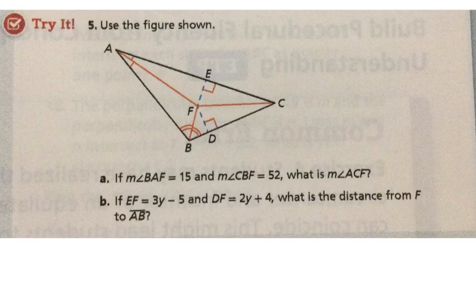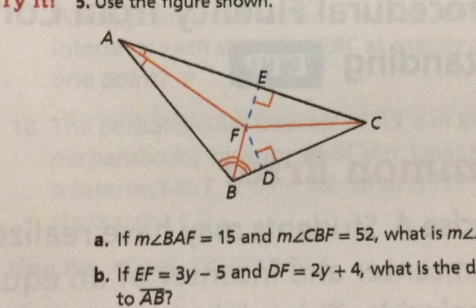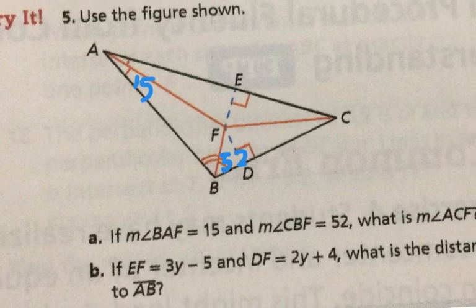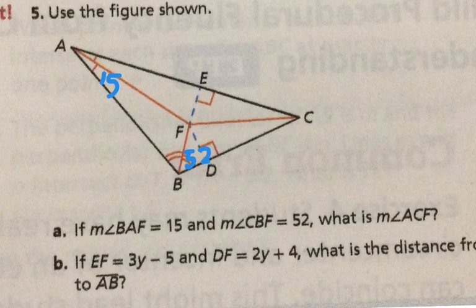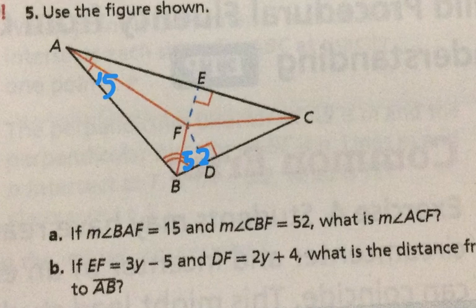So the first one says if the measure of angle BAF is 15. So that means this little angle here is 15. And it tells me the measure of angle CBF is 52. That would be this angle here. Then it wants to know what's the measure of angle ACF. So they're asking what is the measure of this small angle here.